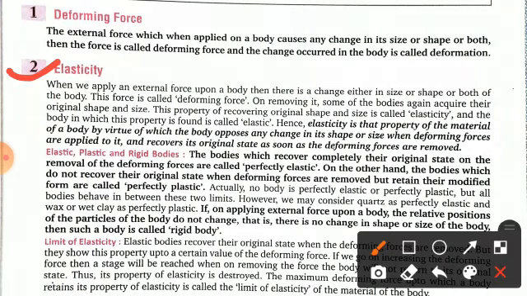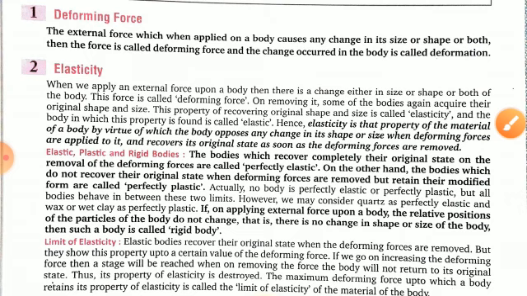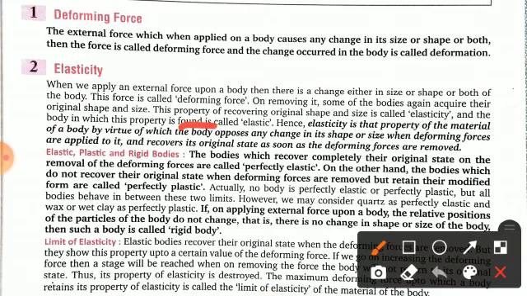So what is elasticity? You know very well, when we apply an external force upon a body, there is a change either in its size or shape or both. This force is called the deforming force. On removing it, some of the bodies again acquire their original shape and size. So the property of recovering original shape and size is called elasticity, and the body in which this property is found is called elastic. Clear? So hence you can define elasticity.